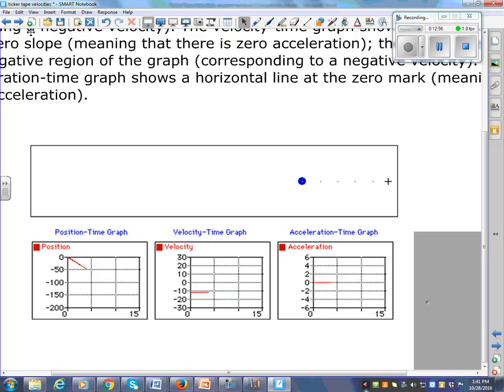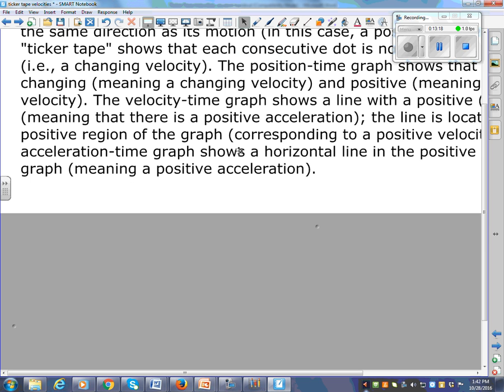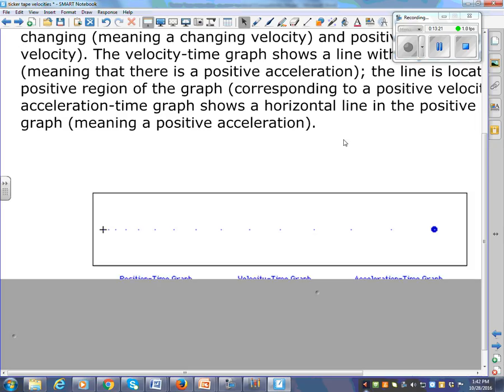Okay, you guys are doing awesome. The next one I think is positive velocity, positive acceleration. So the velocity is to the right, the acceleration is to the right. So this object is going to be speeding up to the right. So what are my dots going to look like? They're going to be more spaced out. Okay, so the dots are more spaced out.